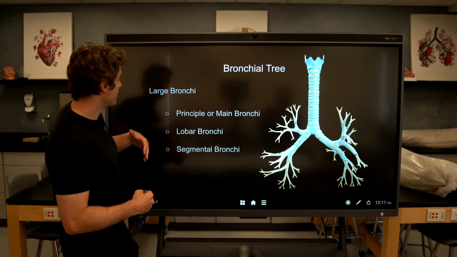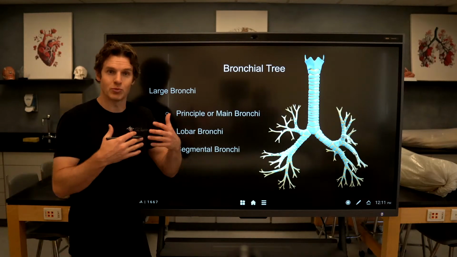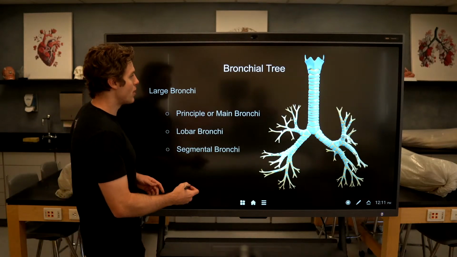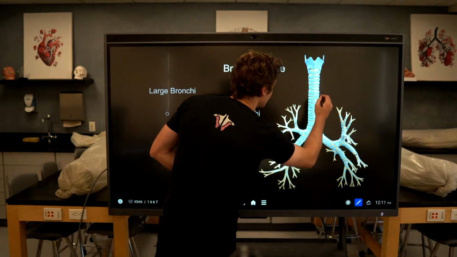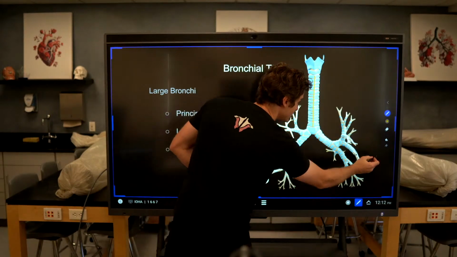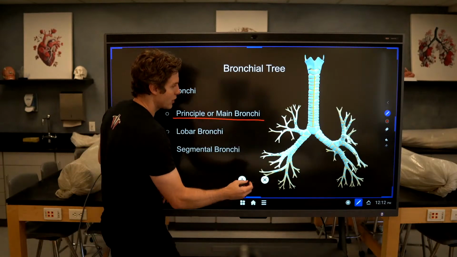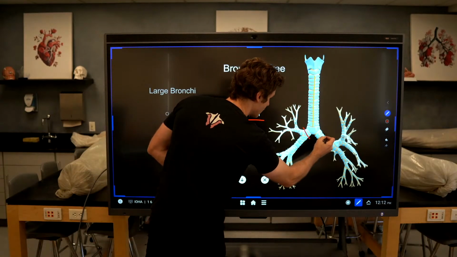So we have the large bronchi. These are just large tubes. A singular version of this would be called a bronchus. And so remember, we had the trachea coming down right here. And then what we'll have here is our principal or main bronchi, which we'll have essentially here and here.